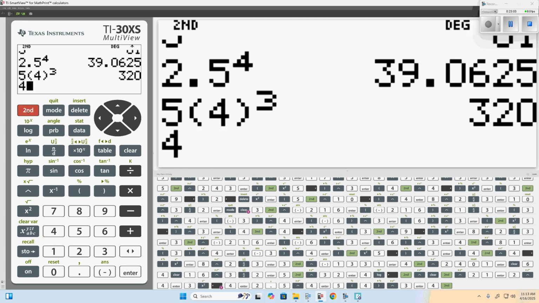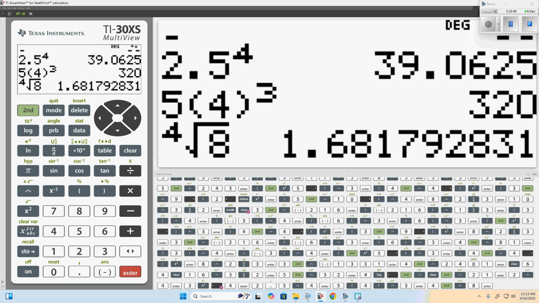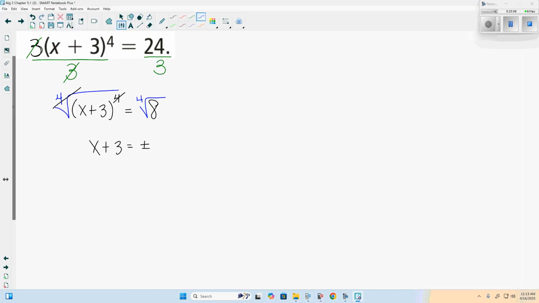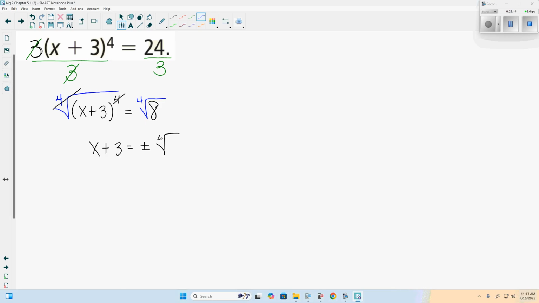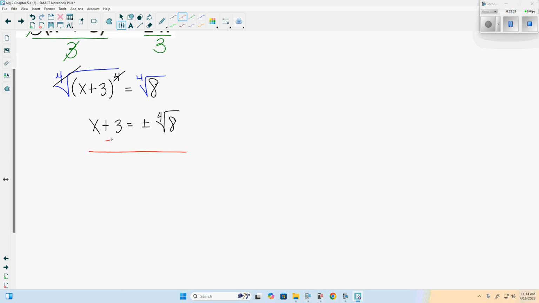I can check here in a second. The fourth root of 8 is not a nice number. The third root of 8 is, because 2 to the third is 8. Lastly, to solve for x, we would subtract 3 from both sides, telling us x is equal to negative 3, plus or minus the fourth root of 8.